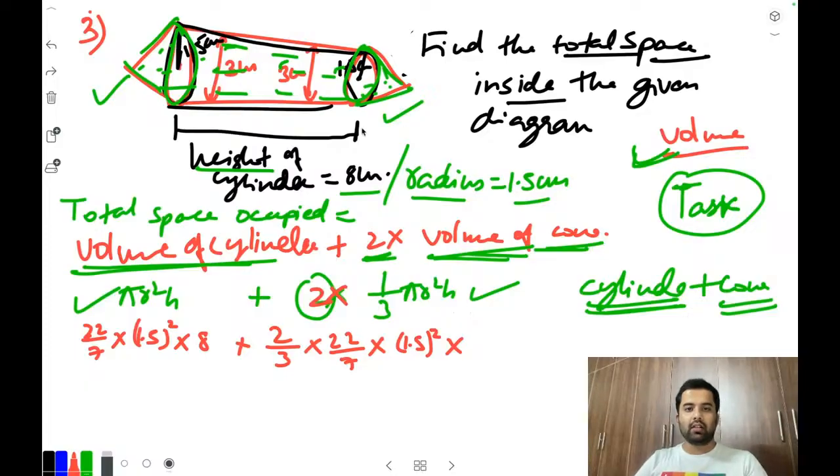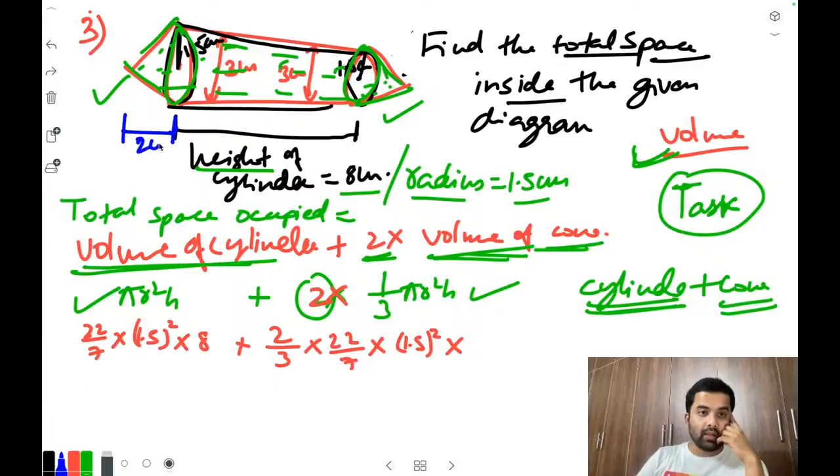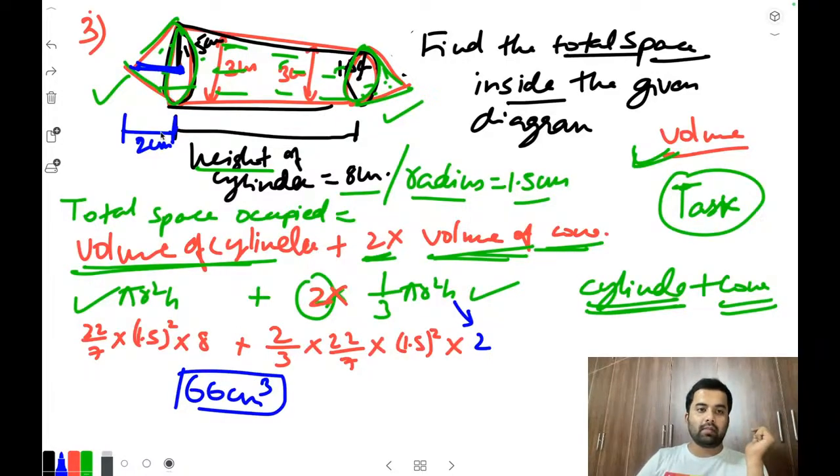Height of cone we didn't mention, right? One thing is left. That's why you are not getting the answers. Boys and girls, just add one thing here. I didn't mention the height of this cone. Keep it 2 centimeter. You'll get 66 centimeter cube. Yes, thank you. Just mention this 2 centimeter as the height of the cone, and you'll get the answer.